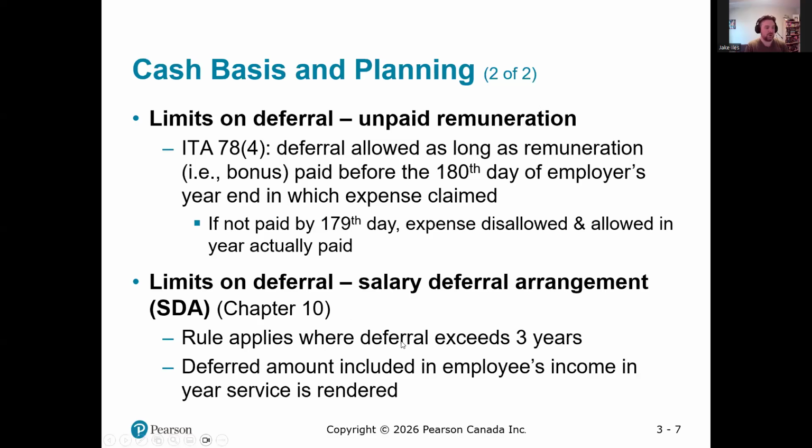This rule applies where the deferral exceeds 3 years. The deferred amount is included in the employee's income in the year service is rendered. So I will work for a business. They will declare the income, they'll expense it. I will report it in income this year, even though they're not going to pay me for 3 years.